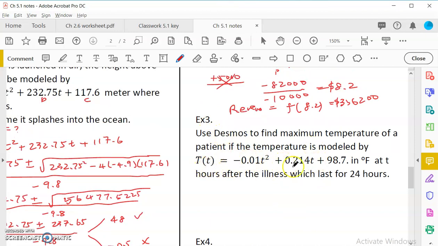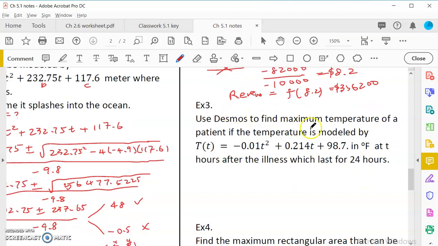So they give you a function which is the temperature of a person that has fallen into illness. So a person fell ill, and then you probably had a fever or something. So this temperature function shows what the temperature is, which lasts for 24 hours. And we want to find out what is the maximum temperature given by this function.